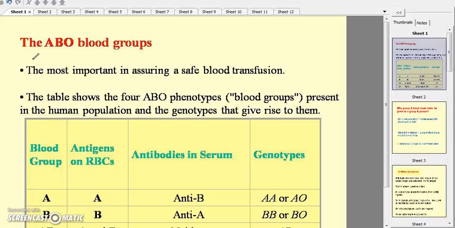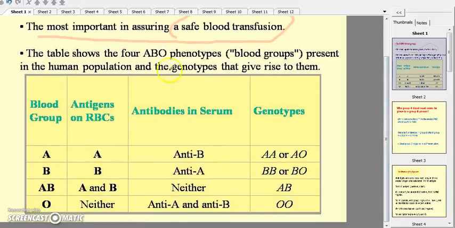Last time I told you about the ABO blood groups, the types of ABO blood groups, and what the consequences of the blood groups are. Now we are going to learn the most important thing: assuring a safe blood transfusion, how to transfuse blood groups safely. And this is a very important factor.